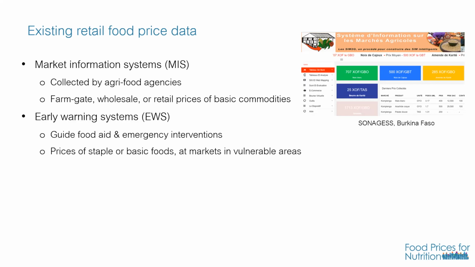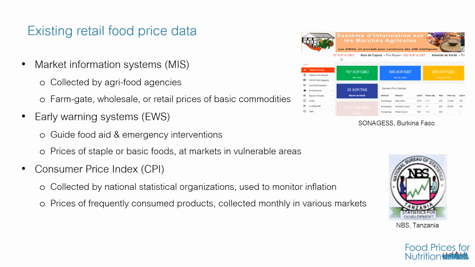Early warning systems also collect retail food price data. These are systems that are meant to guide food aid and emergency interventions, and organizations like the World Food Program collect food prices, sometimes of staple or basic foods, but increasingly a wider variety of foods at markets in vulnerable areas. These prices are collected very rapidly to help guide these interventions, and there are opportunities to use that data.